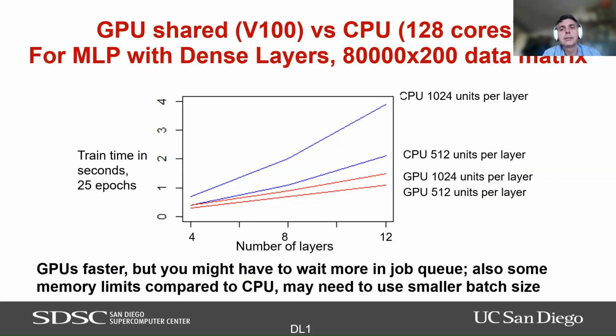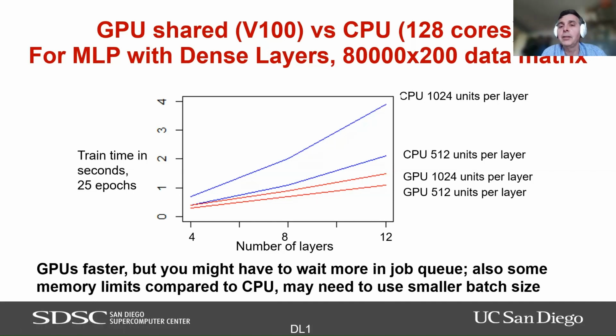In general, here's a little test I did. Your GPU is always going to be faster. This was a test where I had a multi-layer perceptron with 4 to 12 layers, 512 to 1,000 hidden units. The time it takes to process 25 epochs with this data set is a linear increase on the GPU, whereas the CPU starts to have a nonlinear increase after you get up into the 12th layer.